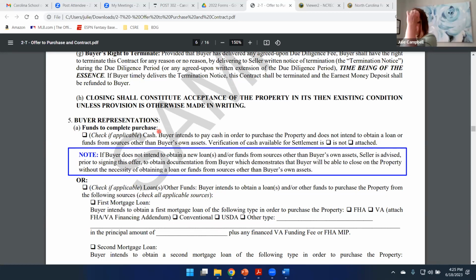Anything about the buyer's due diligence provision? Number 4, all about the buyer's due diligence, what they should consider doing during that time.